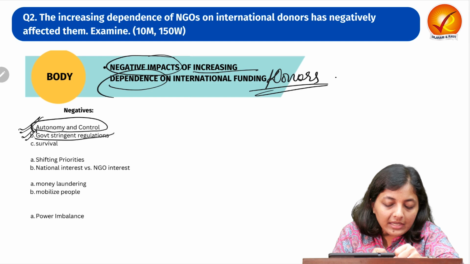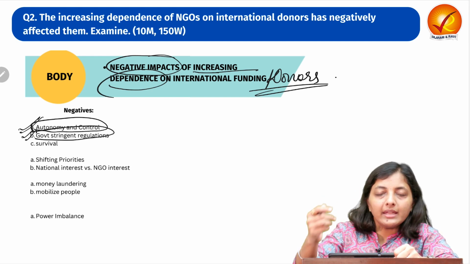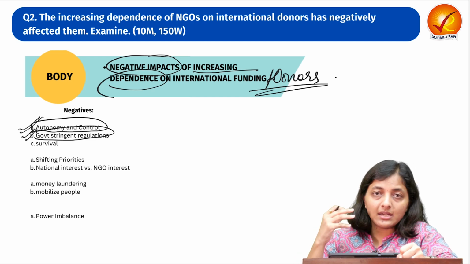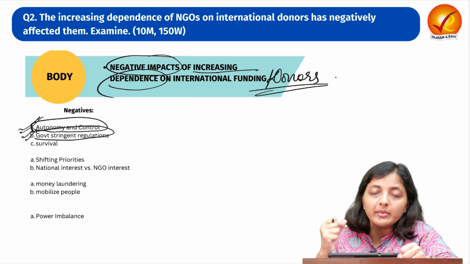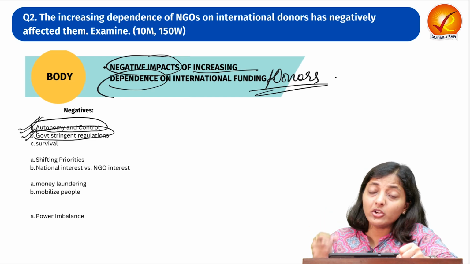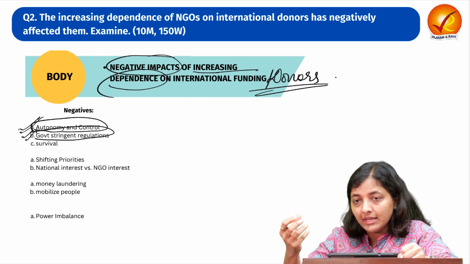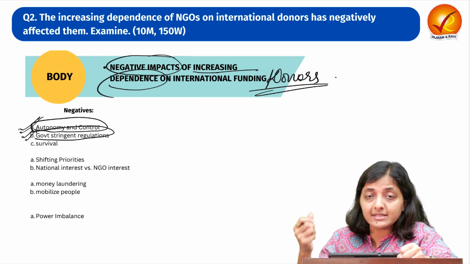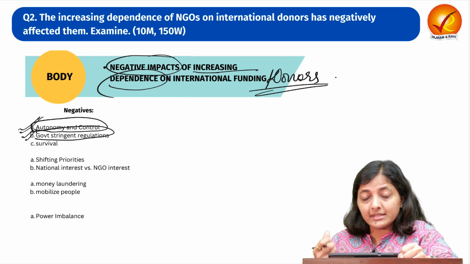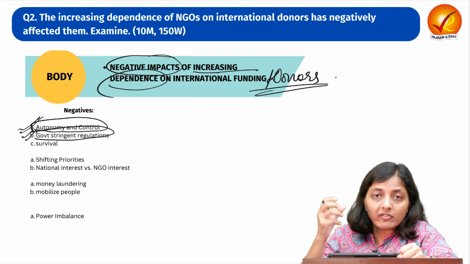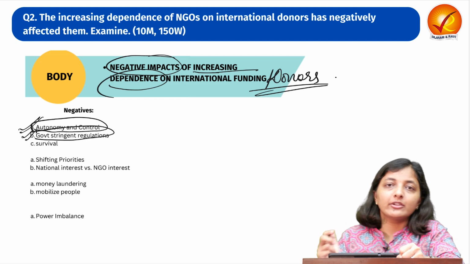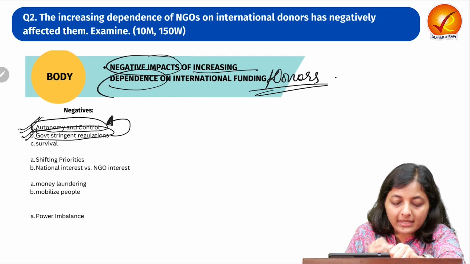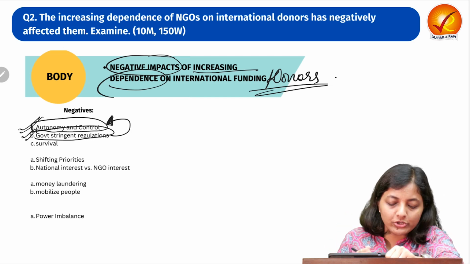The next one is government's stringent regulations. When any NGO is registered as taking some foreign funding, it comes into the view of the government, and the government puts stricter regulations, because the government also fears that these NGOs can be involved in illicit activities which are against the national interest, like money laundering. So the government also has to put stringent regulations. These stringent regulations impact the autonomy and control of those NGOs.